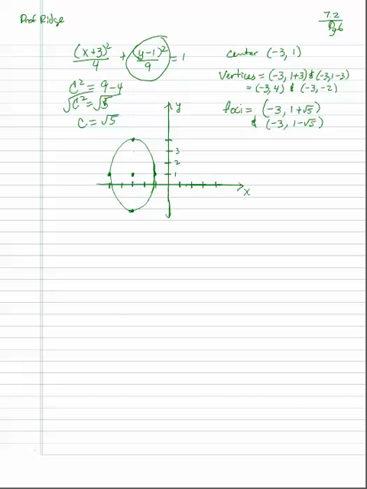And there you go. And then the foci, let's see, square root of 5 is 2.23. So 2.23, right about there, and 2.23, right about there. Okay, so that's your foci.